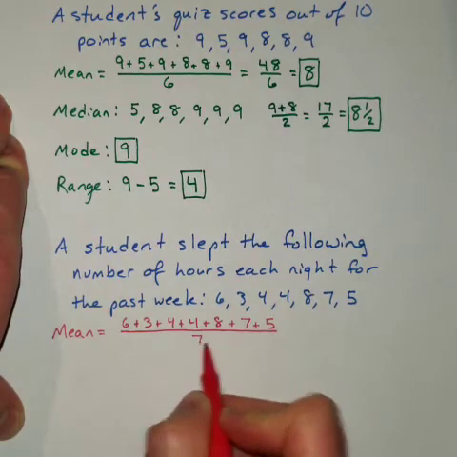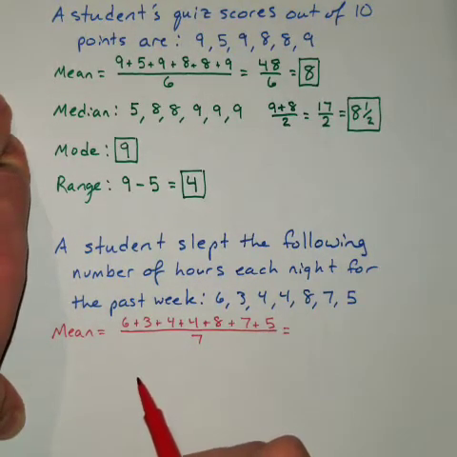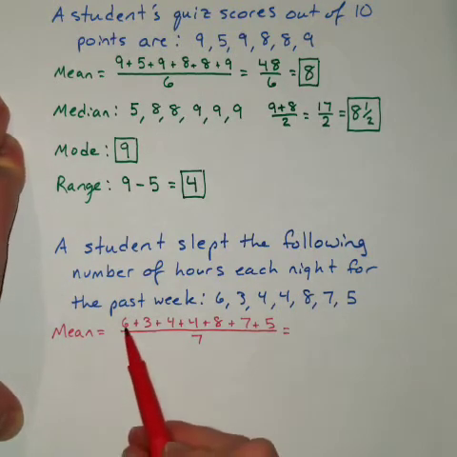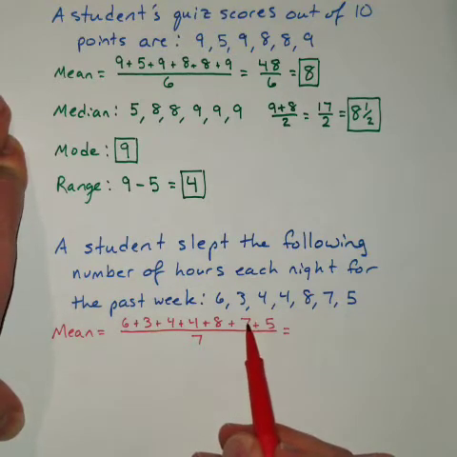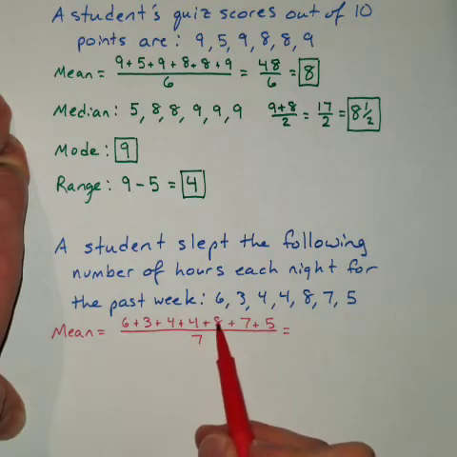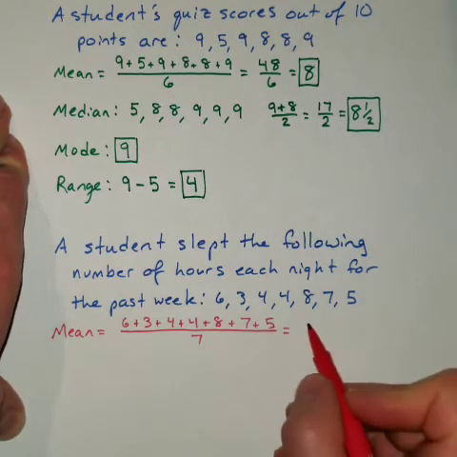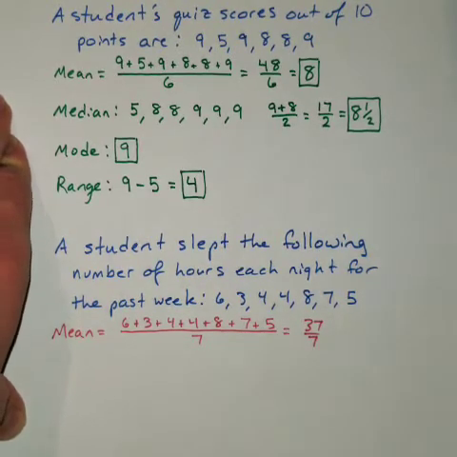those by 7. So when I add these up, I like to group them together into things that add up to 10 if possible. So like 6 and 4 makes 10, 3 and 7 makes 10, that's 20. Then I run out of things. So 4 and 8 makes 12, 20 and 12 makes 32, and then this 5 is the last thing. 32 and 5 makes 37. So I get 37 out of 7, or divided by 7.